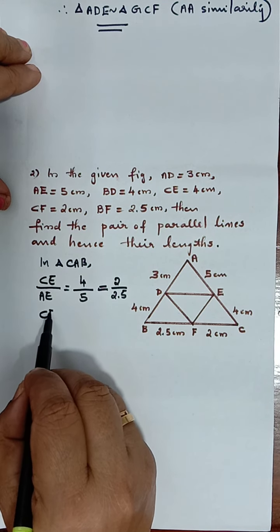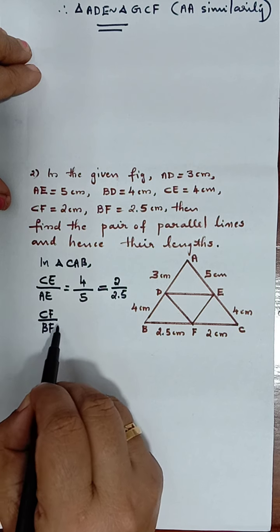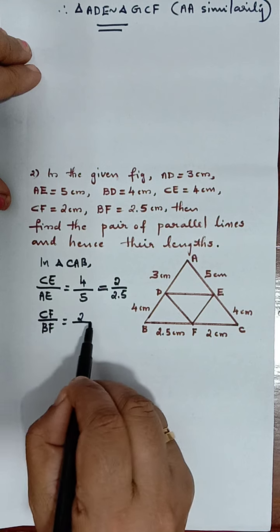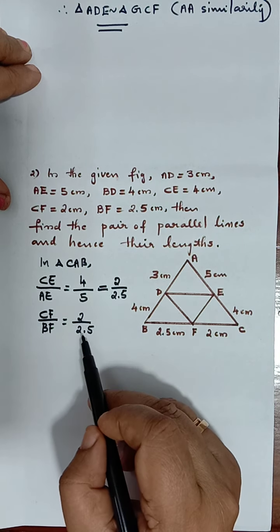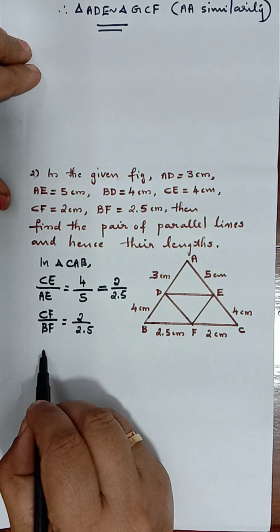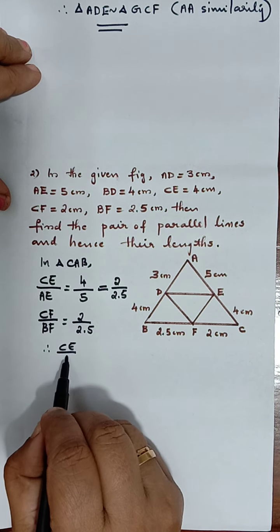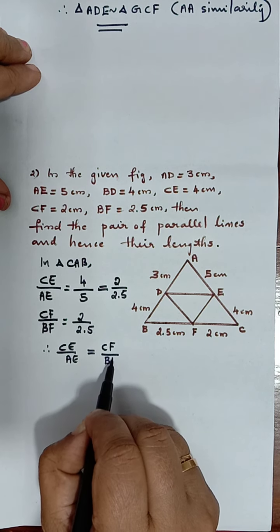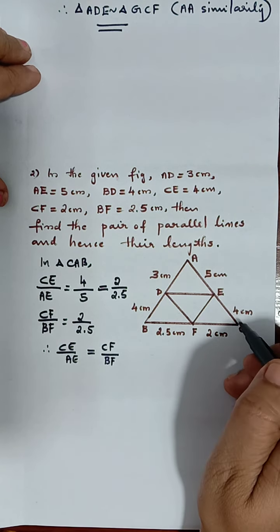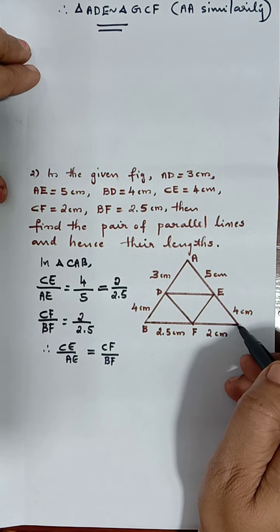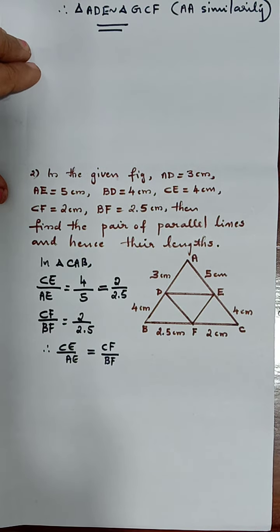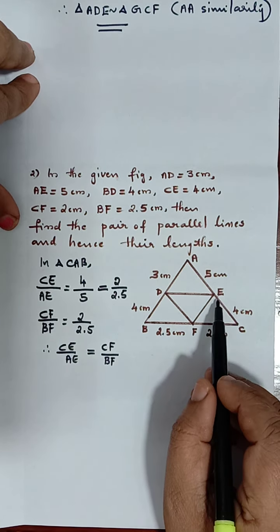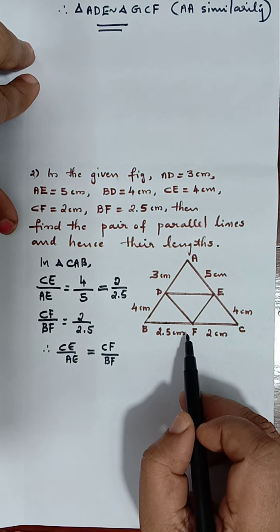Similarly, we take CF by BF, CF by FB, that is equal to 2 by 2.5. Are these two equal? Therefore, we can say CE by AE is equal to CF by BF. Look at that. CE by AE equals CF by BF.